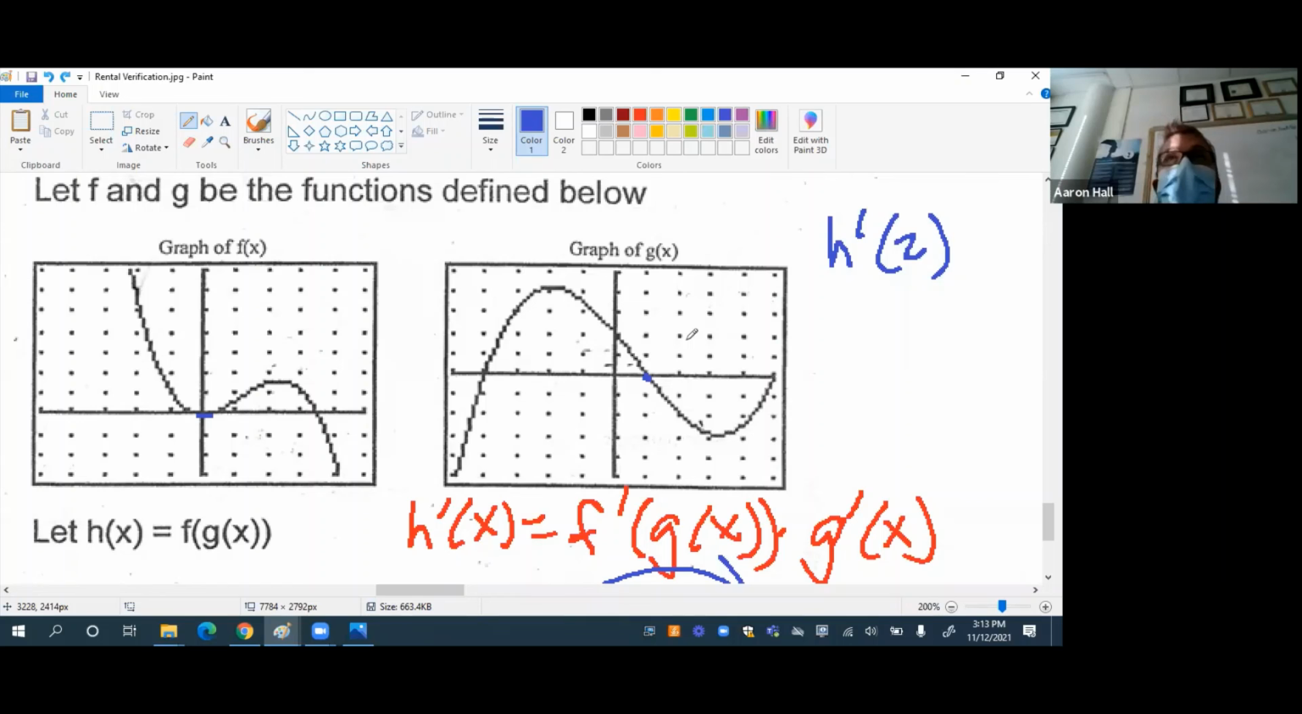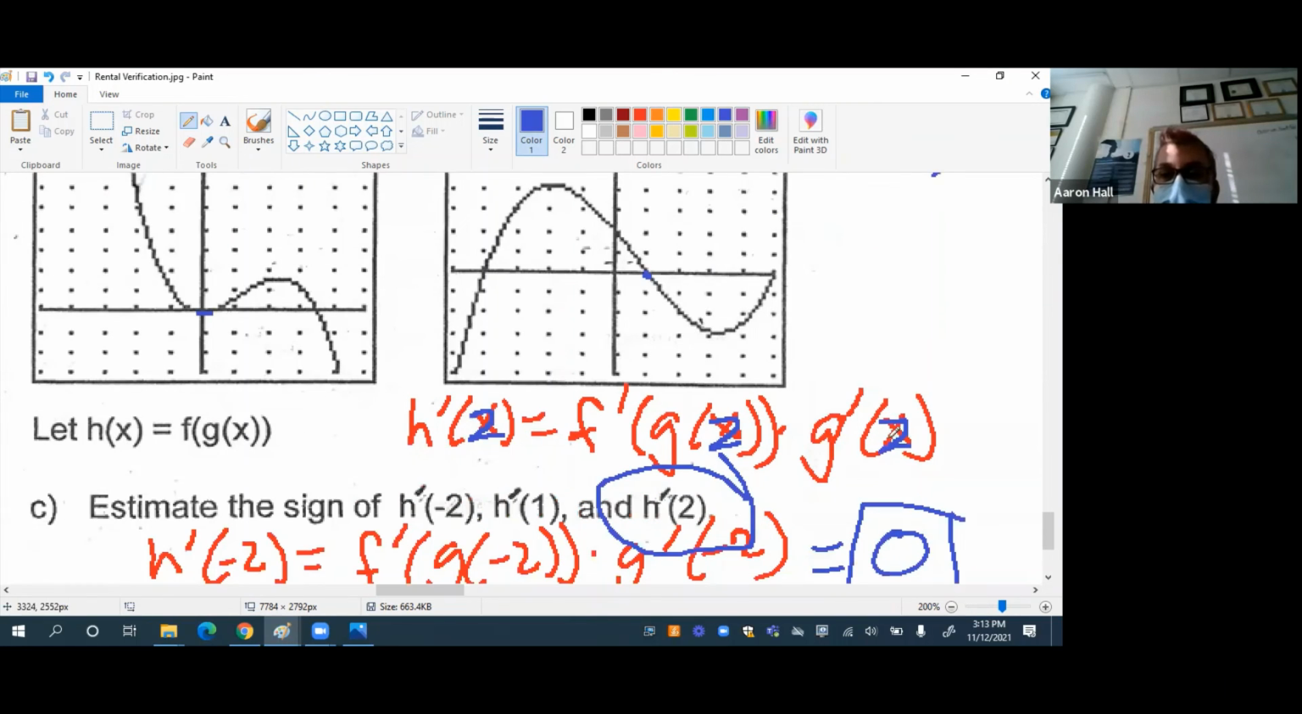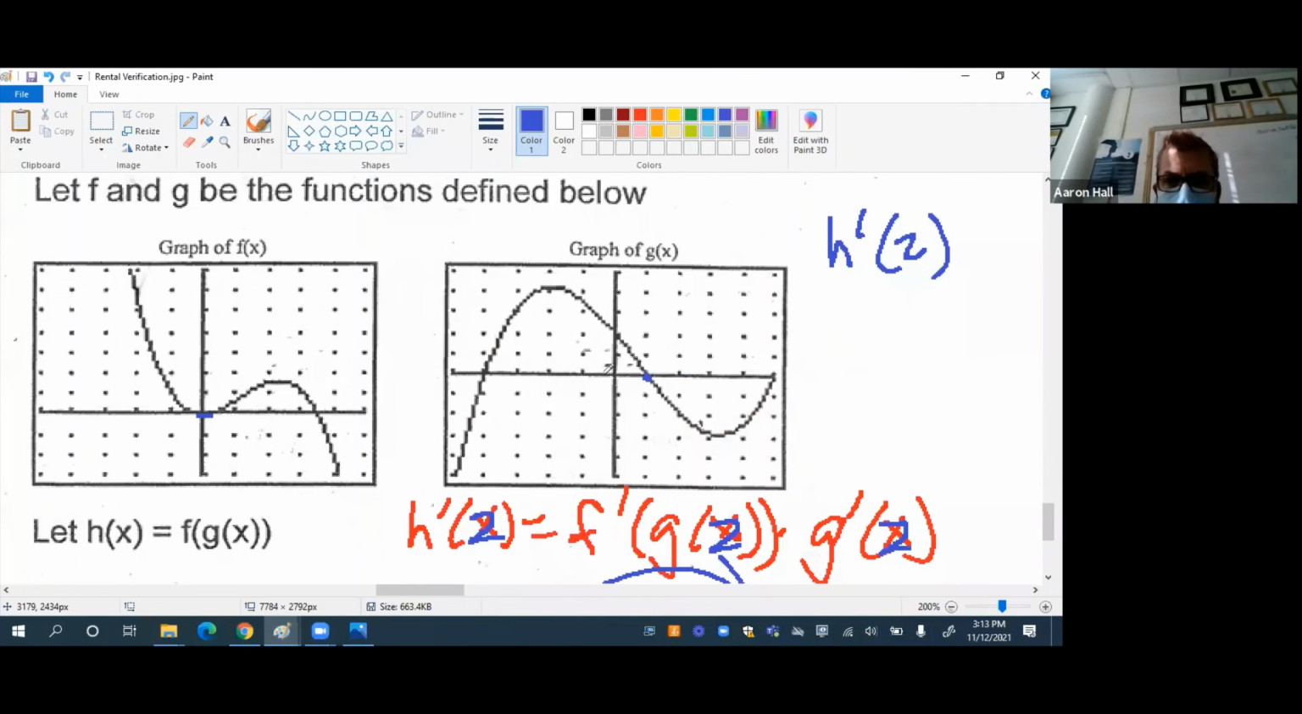So I have Emerson and Riley that both say it's positive, and I actually don't know because I didn't calculate it. So if I'm trying to find h prime of 2, then that means that this is 2 and this is 2 here. And so what am I going to calculate first? You want to do g prime of 2? Okay, g prime of 2. So here's our g function, 1, 2. What's my slope? It is negative. That is negative. All right.